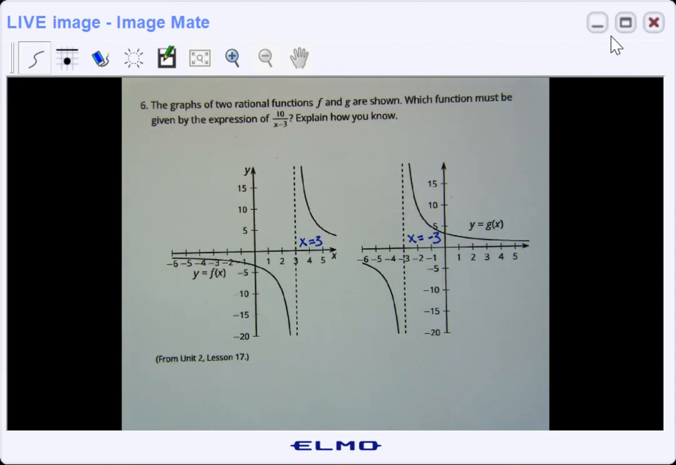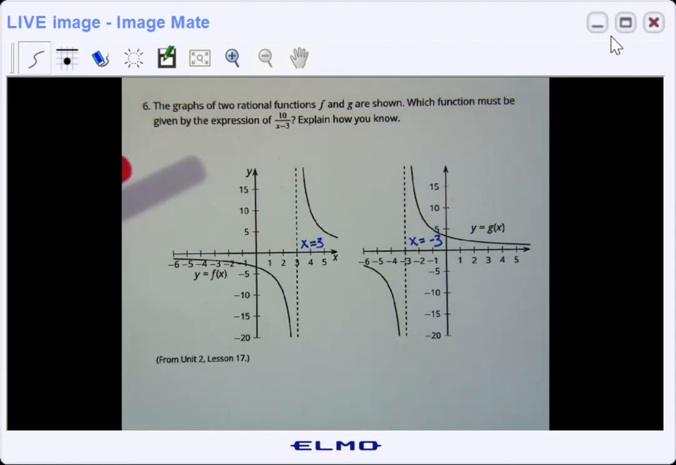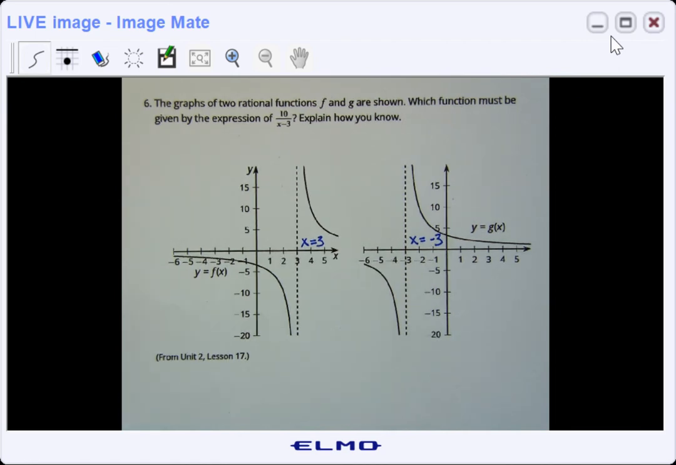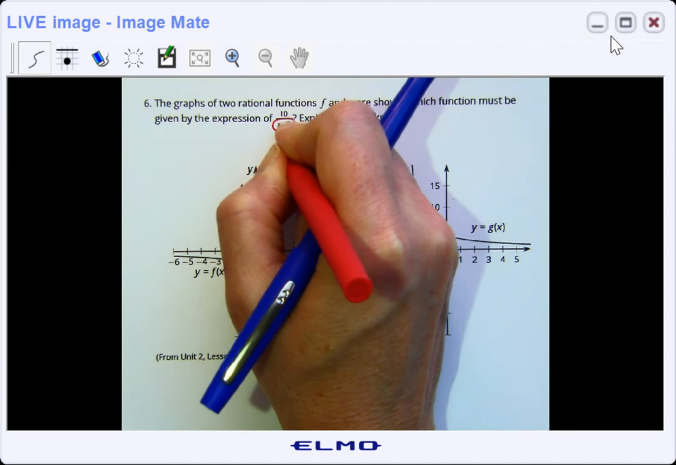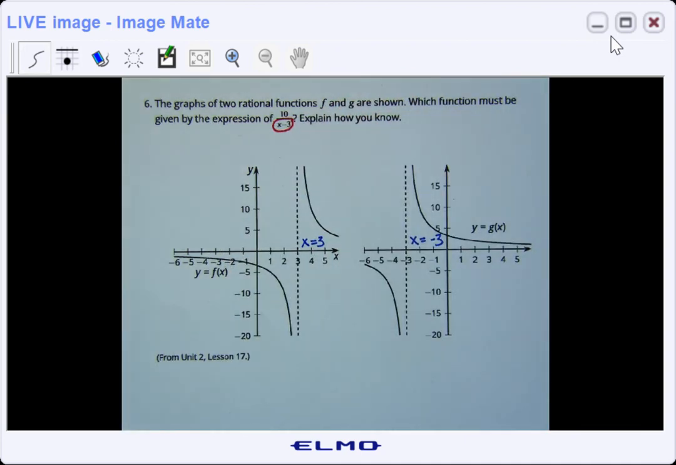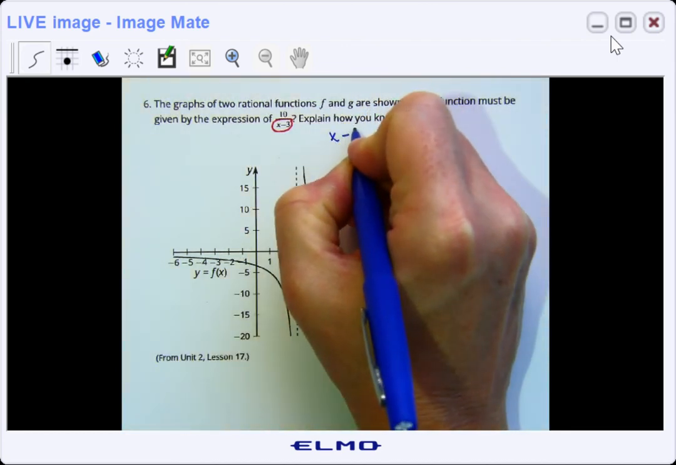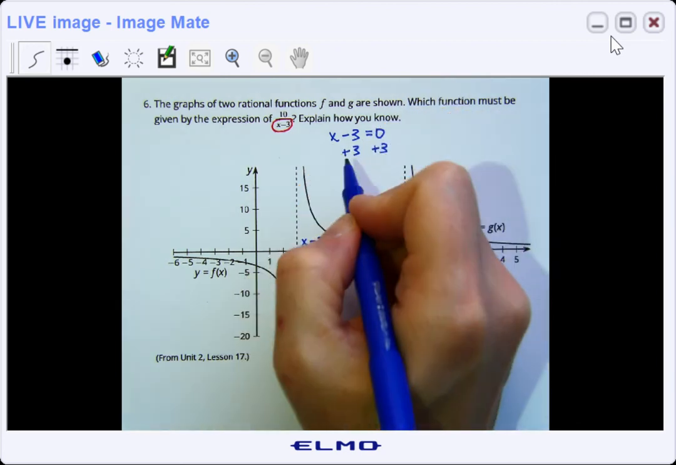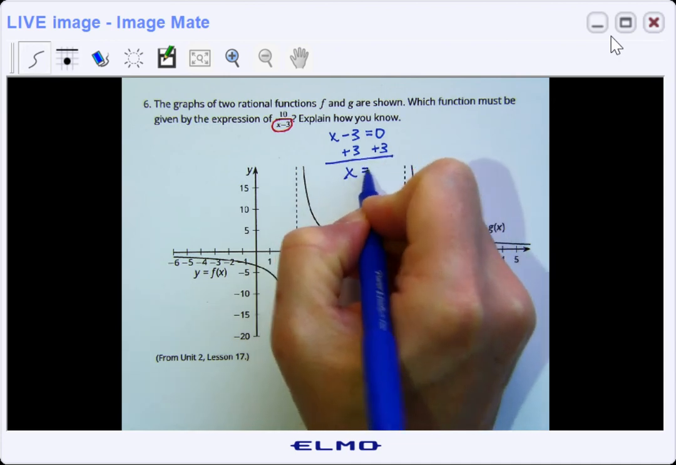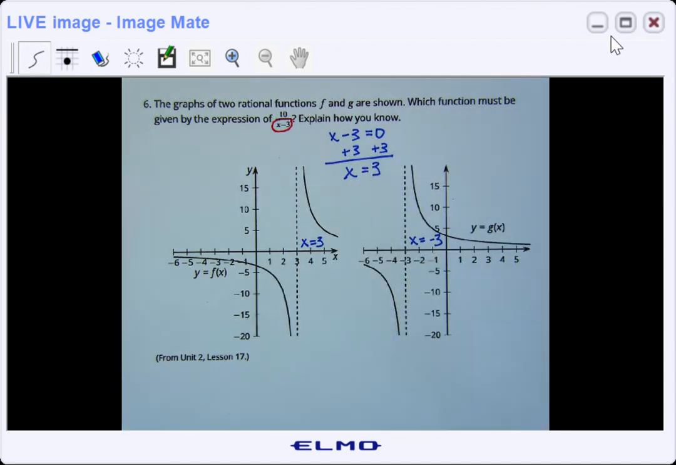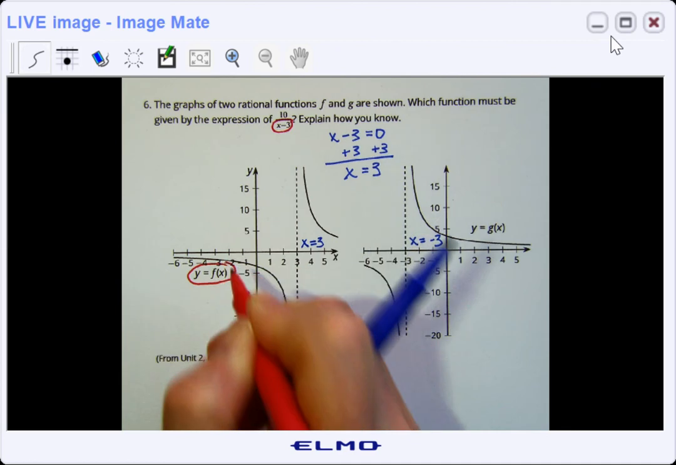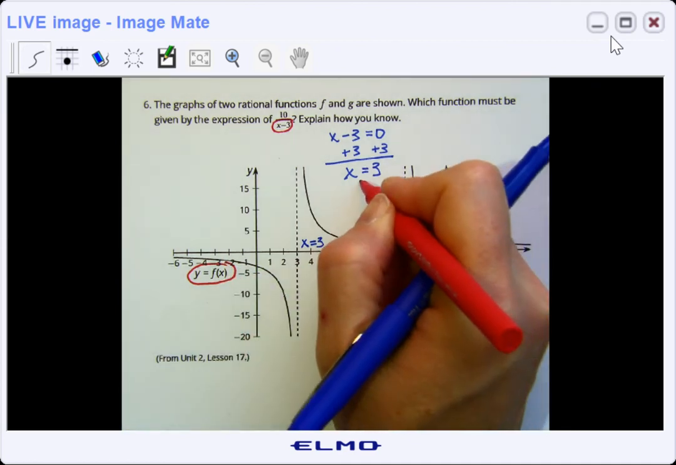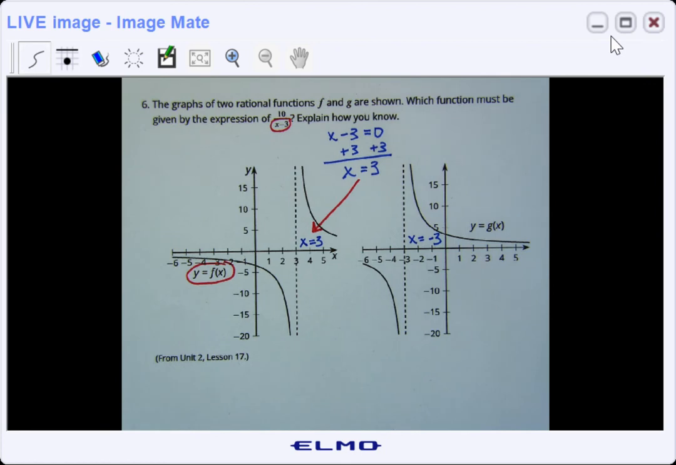So remembering back to last week, I can recall that we figured out vertical asymptotes by thinking about what value of x would make the denominator equal to 0 so that the fraction is undefined. So we solve this x minus 3 equals 0 by adding 3, and that gives us x equals 3. Okay, so it looks like the graph of f of x is the correct response because it has the vertical asymptote at x equals 3.